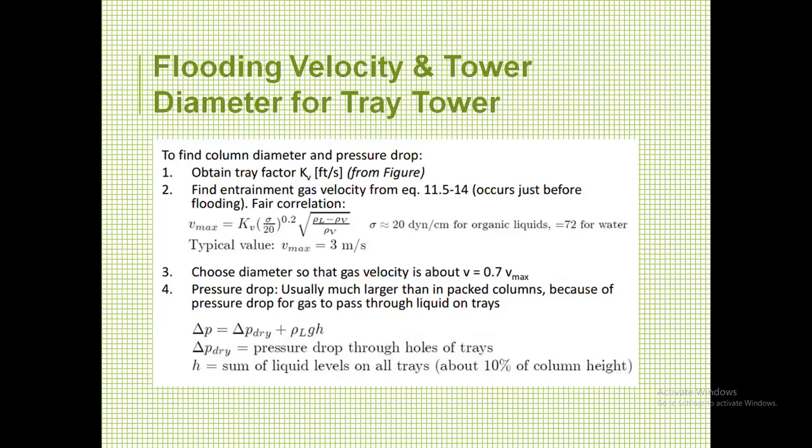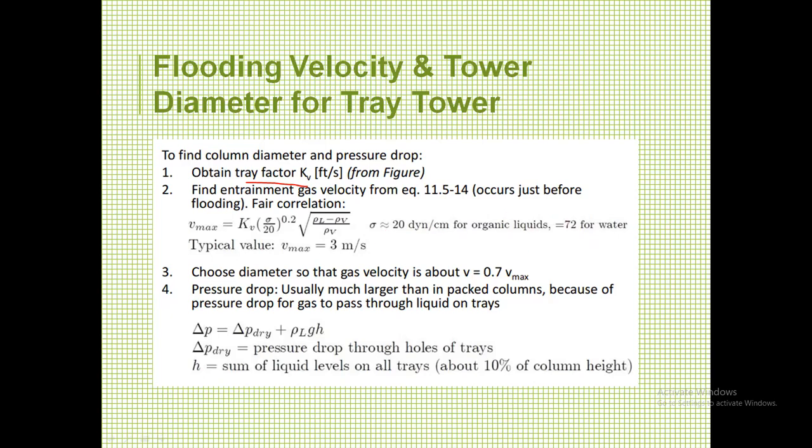Now, if our column is not a packed column but rather a tray column, we need the tray factor, K sub B, in here in the first step, and it should be taken as well from a figure, which I'm going to show to you in a little while. And using this particular tray factor together with the interfacial tension depending on the liquid or on the system that you have. So the interfacial tension for organic liquids is 29 dyne per centimeter. If it's water, it's 72 dyne per centimeter.